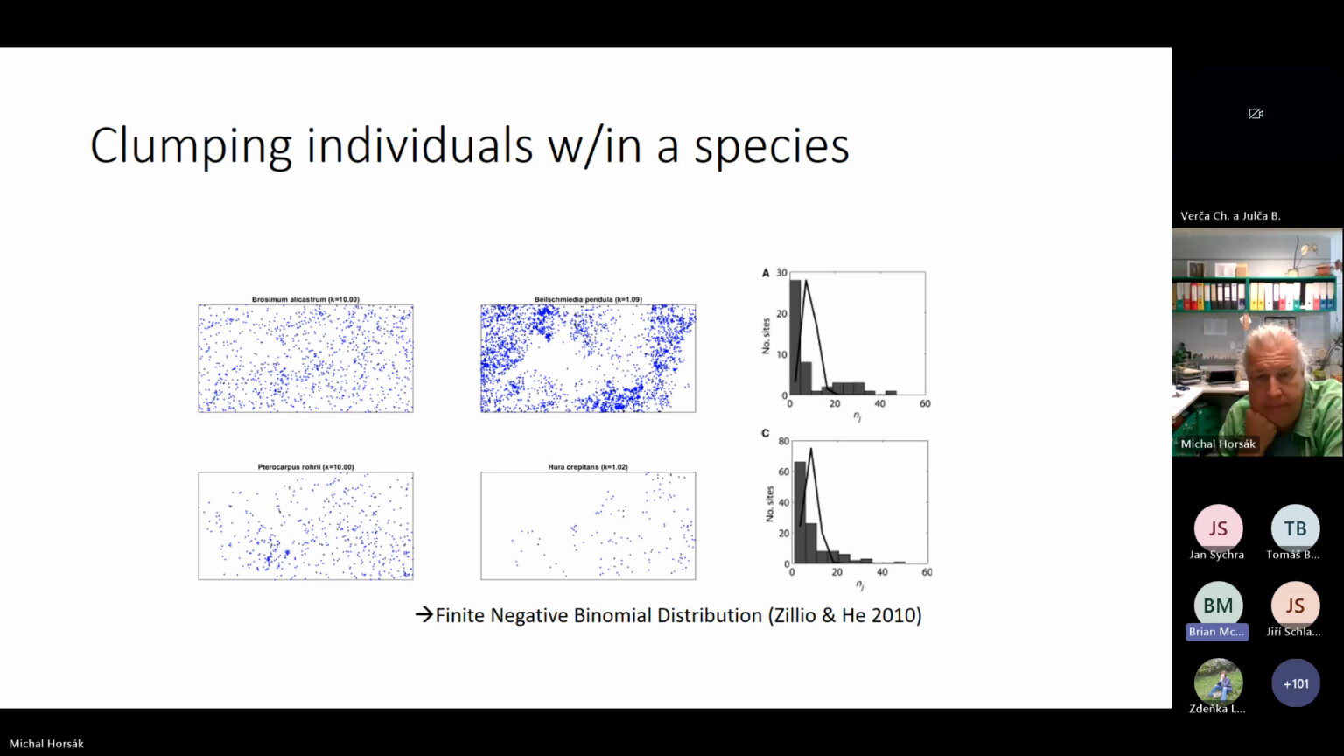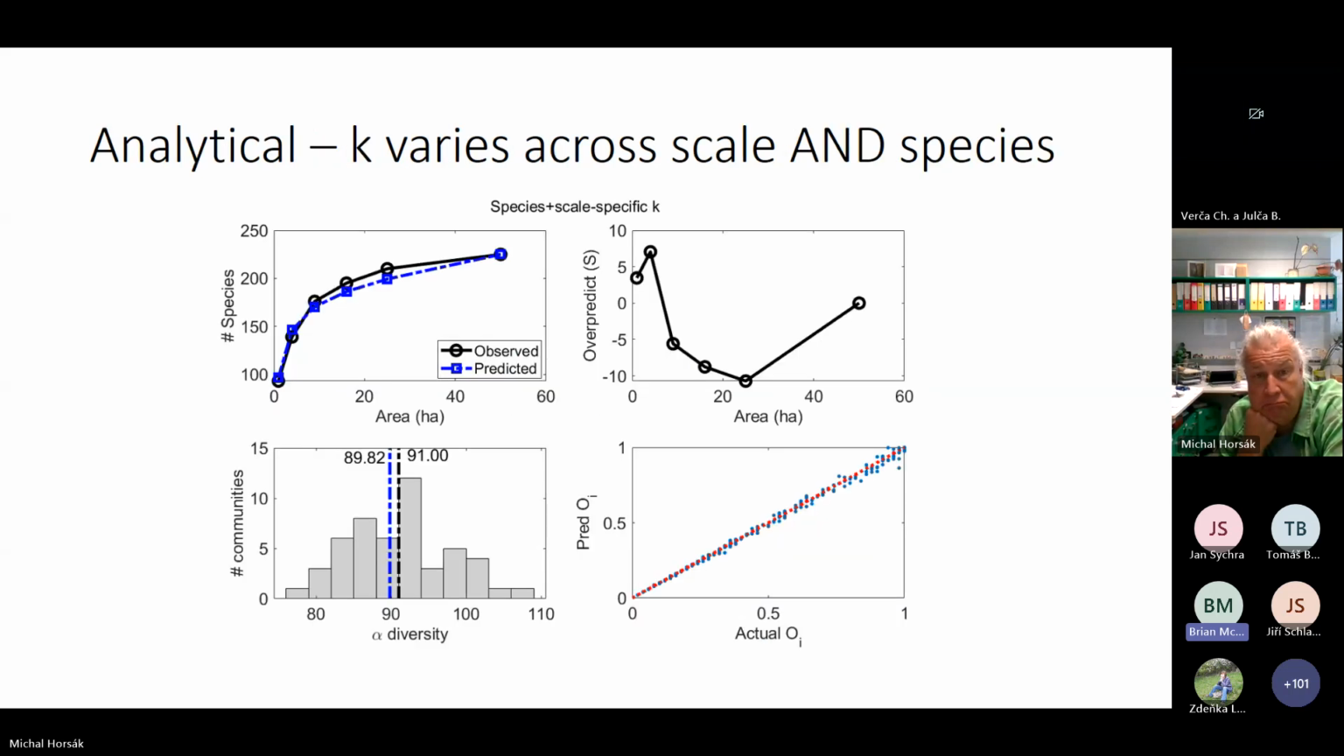So replacing the Poisson, there's a distribution called the finite negative binomial distribution by Tommaso Zilio and Fenglang He, which was published. And so let's replace the sampling function with the finite negative binomial. It adds one parameter, which is the degree of clumping. This is a ridiculously over-parameterized model. It has a clumping parameter for each species and a different clumping parameter for different scales. So it works well, but given the number of parameters, maybe we shouldn't be too surprised.